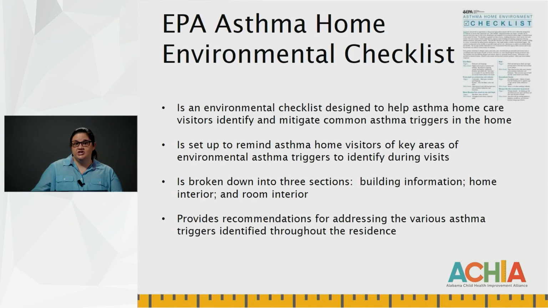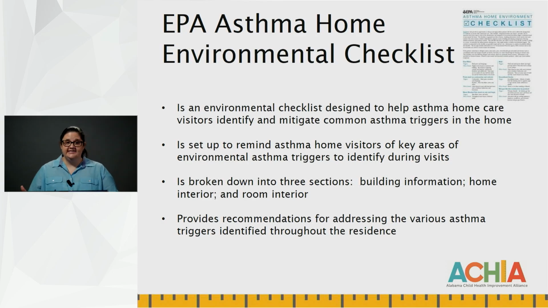The final thing that we're going to talk about is the EPA Asthma Home Environmental Checklist. You see a picture of the first page of this document at the top of your screen. This environmental checklist is just designed to help asthma home care providers or visitors identify and mitigate common asthma triggers in the home. It's set up to remind us when we go into the home of key environmental asthma triggers to look for in the home visit. It's a very practical tool and easy to follow.